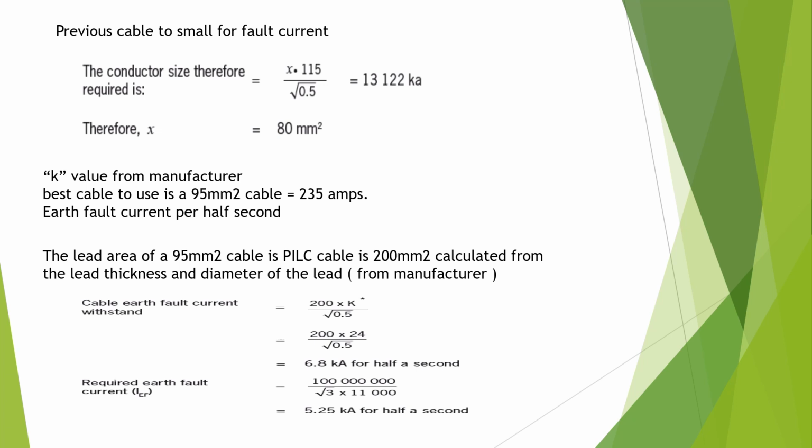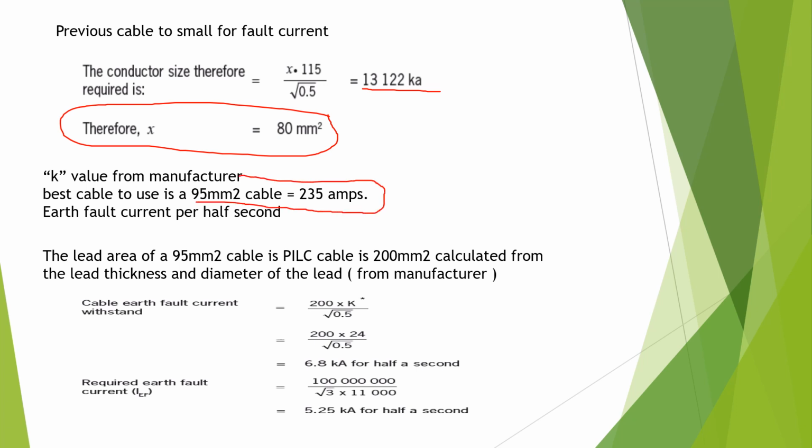you use X times 115 divided by square root 0.5. That gives you the kiloamps, and this will give us that X is 80 square. Now, K value for the manufacturer, the best cable that we can go to, you can work out from the table. You'll see the best cable according to the table is a 95 square cable, 235 amps.